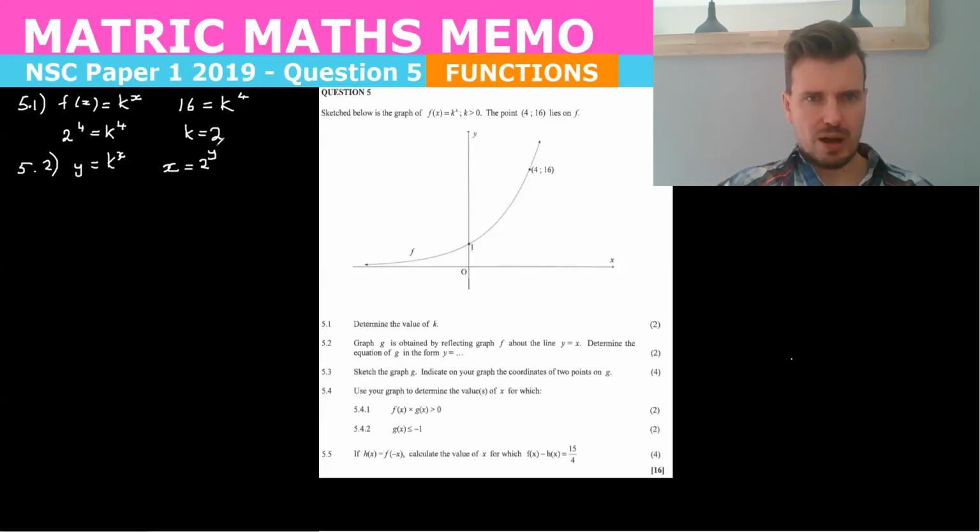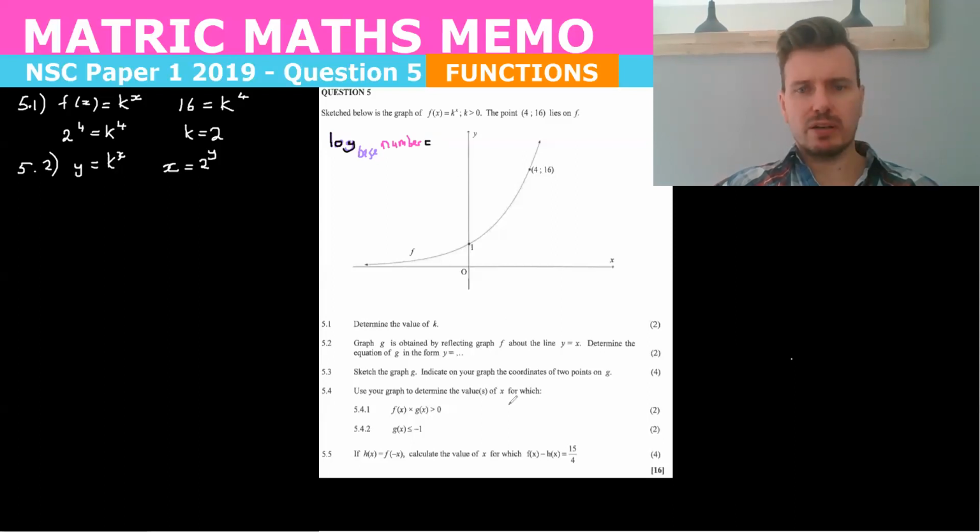Now I have y as an exponent, and there I need to use logs. So when you use logs, just remember this: log base number equals exponent. Let me do that in a different color. Log base number equals exponent.